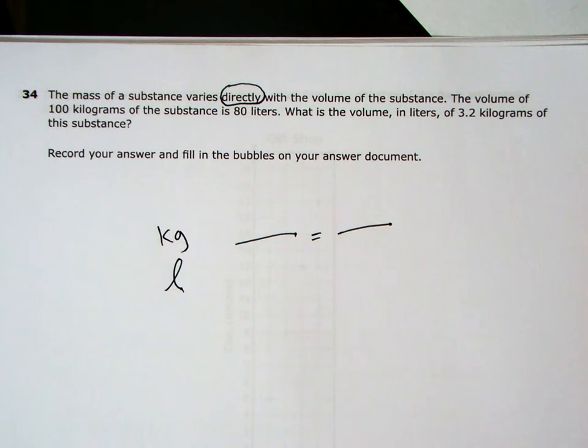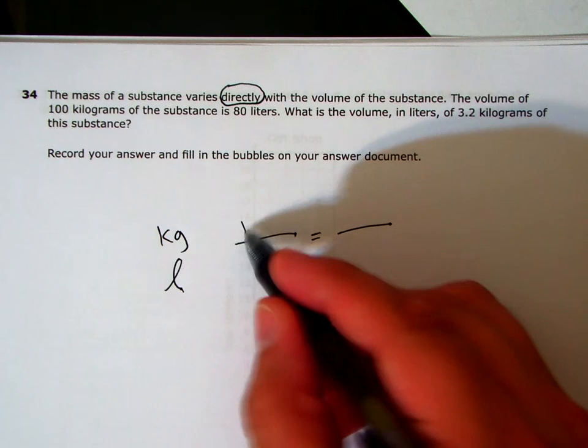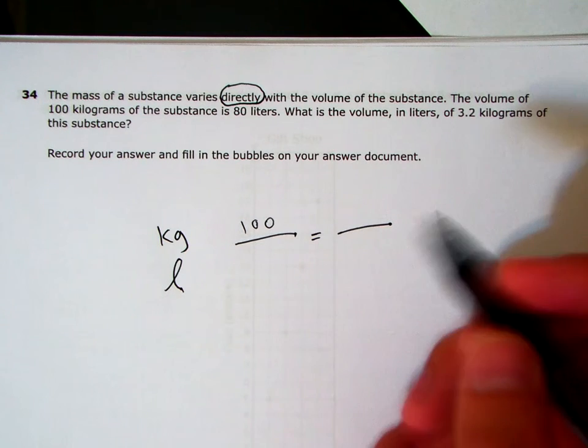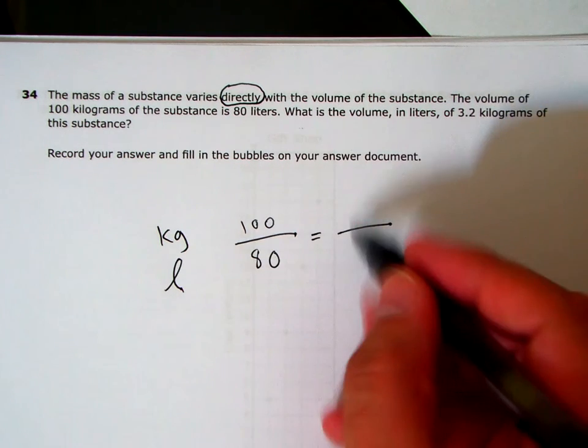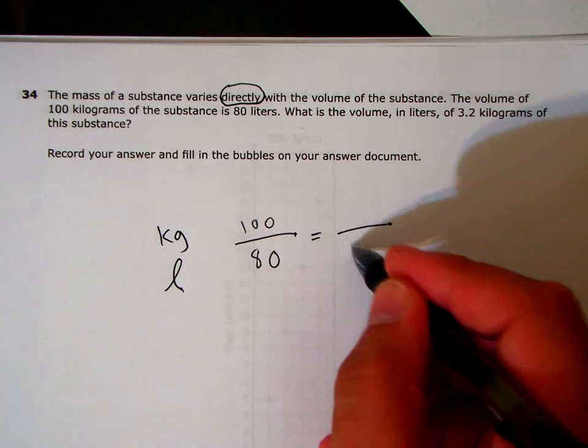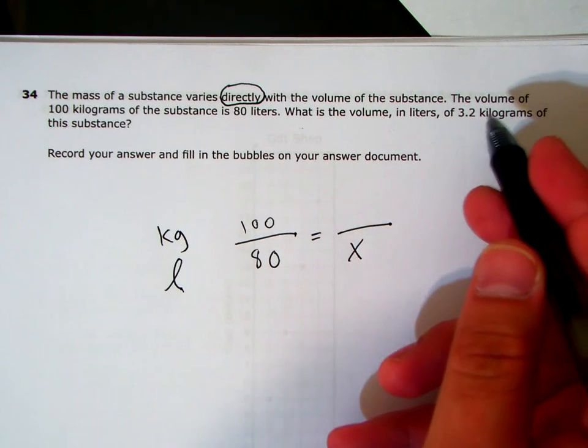Somebody asked me, Mr. Mayor, does it matter which one's on top, which one's at the bottom? No, as long as you stay consistent. But I'm going to just choose kilograms. So kilograms 100 on top and 80 liters. What is the volume? So L, volume is for L. When the kilograms is what?